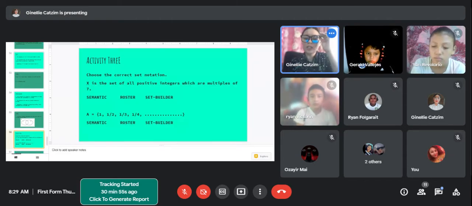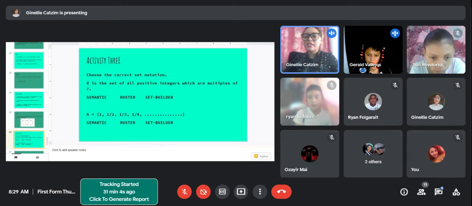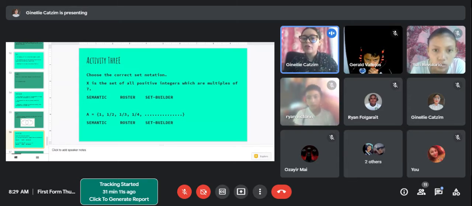So now we have: choose the correct set notation. X is the set of all positive integers which are multiples of 7. Is this in semantic form, roster, or set builder? Semantic. Semantic, very good. This is semantic notation.